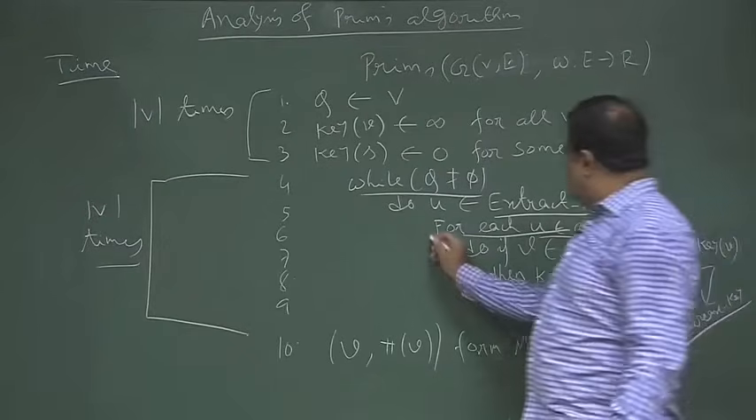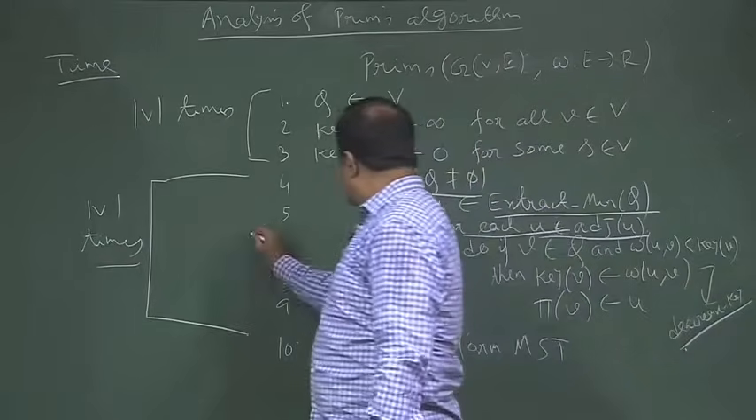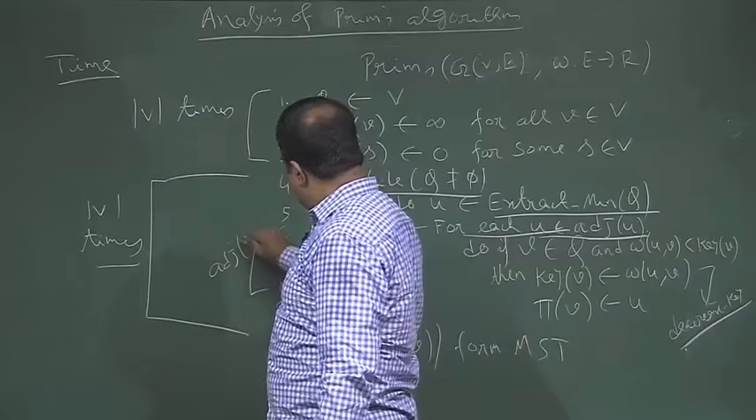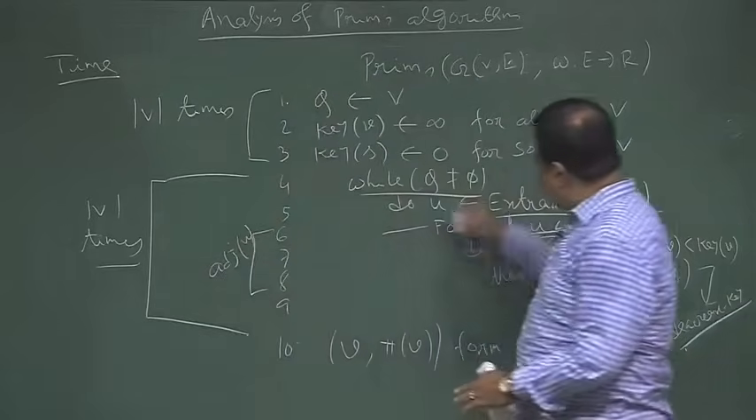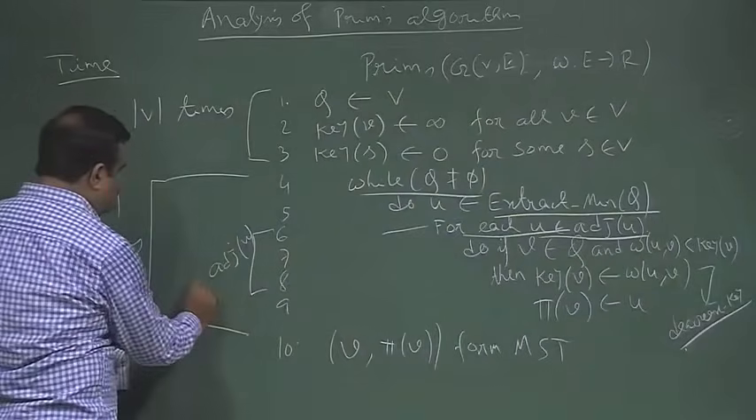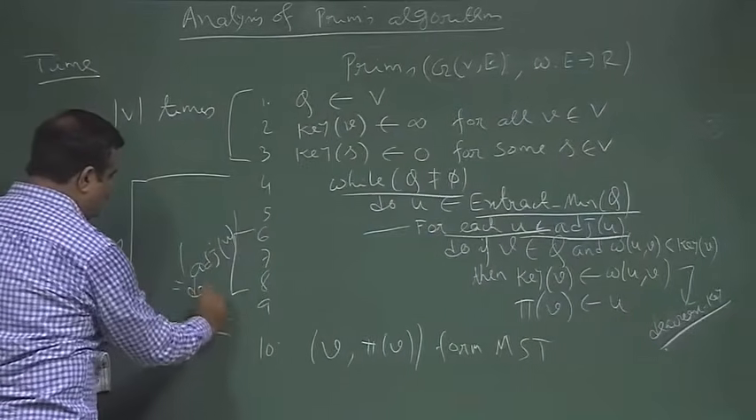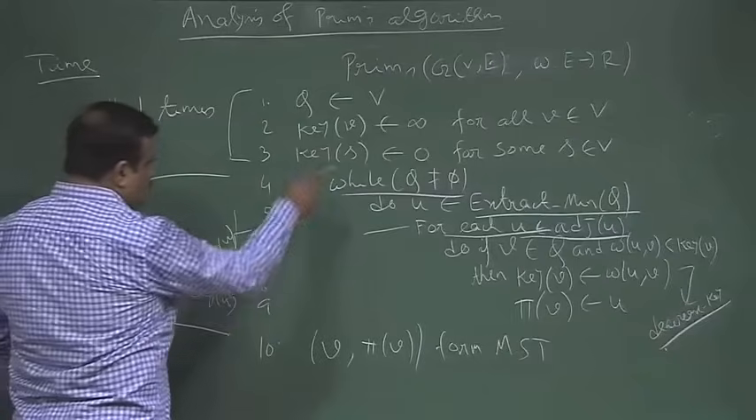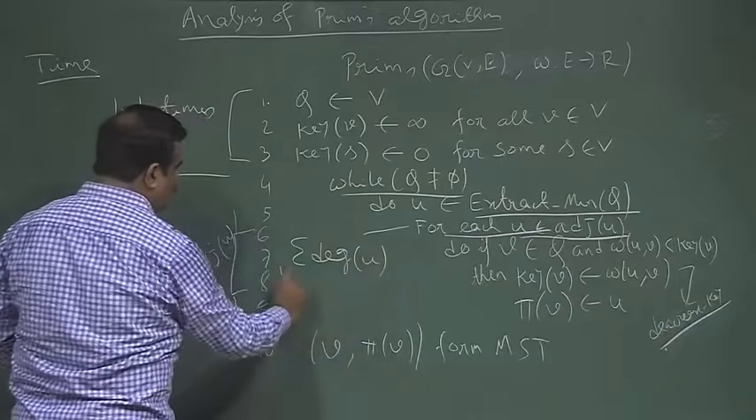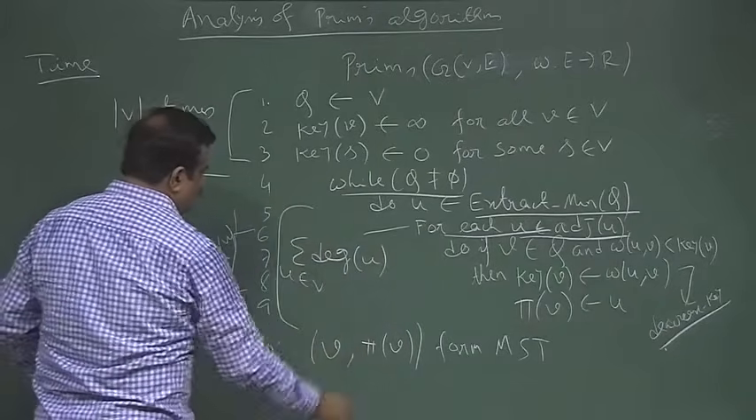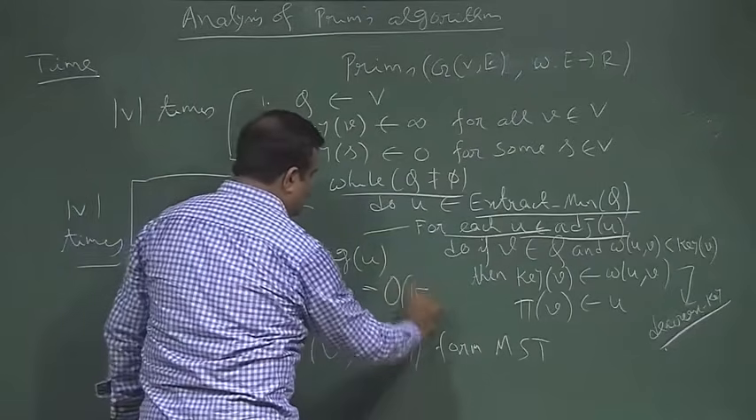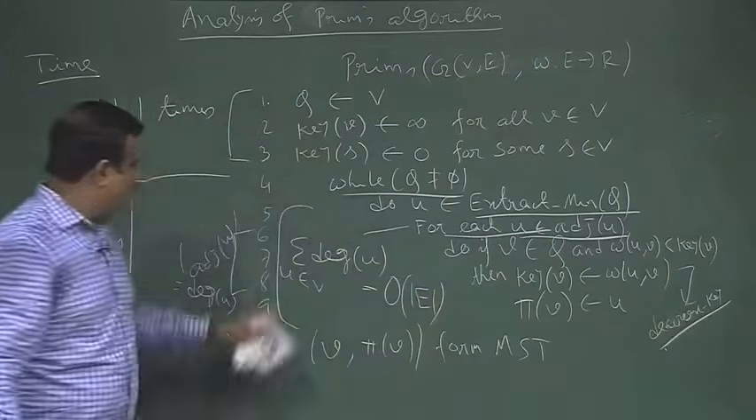So, this step will take the adjacency list of u. This we are doing for all v. So, this is basically the summation of this, the cardinality of which is called the degree of u. So, this step will take the summation of the degree of u, u belongs to V.